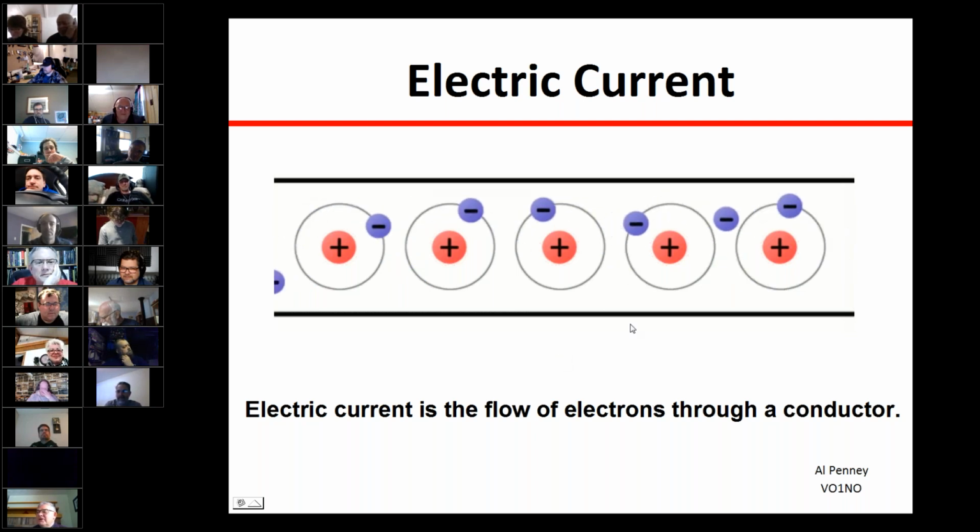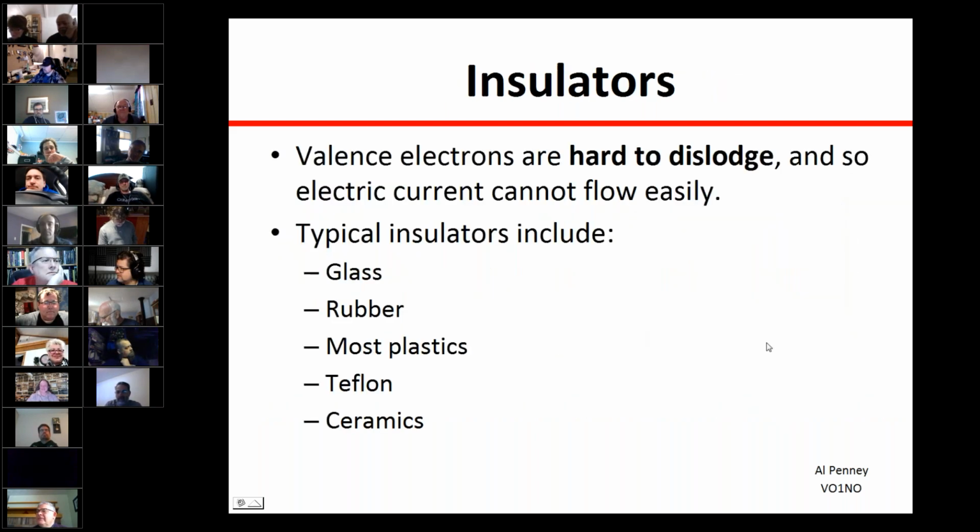So that's electric current. Now insulators, on the other hand, have valence electrons that are hard to dislodge, and electric current typically can't flow very easily. So typical insulators, glass, rubber, most plastics are insulators. Teflon is an insulator. Ceramics are also insulators. So the electrons in the valence layer, the valence electrons, are very difficult to dislodge, and current can't flow very easily.